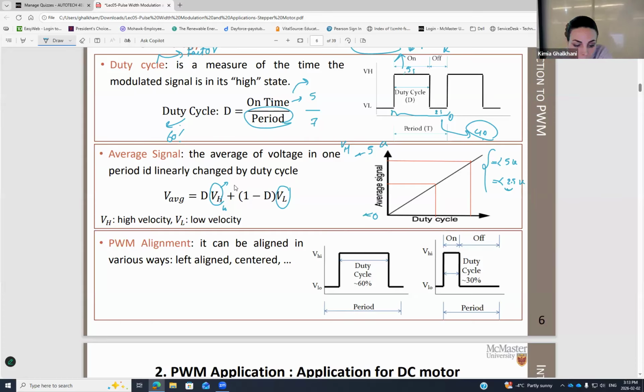Now, PWM alignment. I'm going to look at this example. I have a voltage range, I just said, between 0 to 5. This is my voltage range, 0 to 5, as an example.